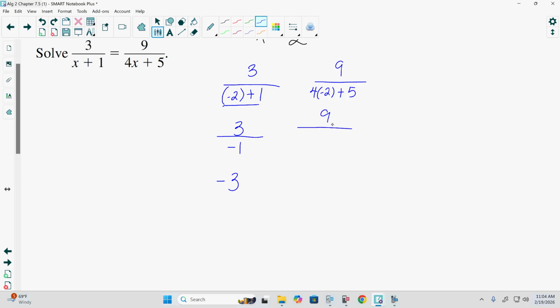On the right side, 4 times negative 2 would be negative 8. Negative 8 plus 5 is going to be negative 3. And 9 divided by negative 3 is negative 3. So both sides do have the same value. They are equal, telling us that negative 2 is a solution. Negative 2 is a value of x that will work for this here.